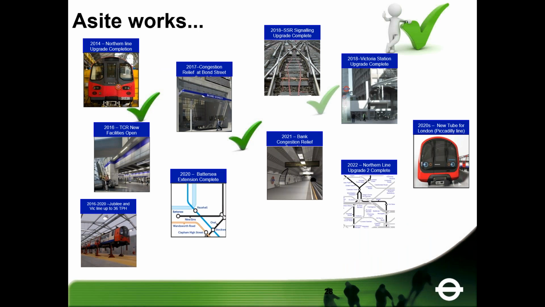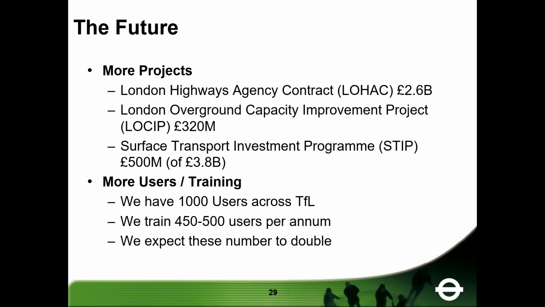So in a nutshell for them, Asite works. You can see some of the example projects that we've rolled it out on: the Northern Line upgrades, Bank Station upgrades, also the cooling the tube project. We've also worked with them on Tottenham Court Road and Victoria Station upgrades. So all of the new upgrades and all the new stations that they will be doing will be done through the platform to make management easier.